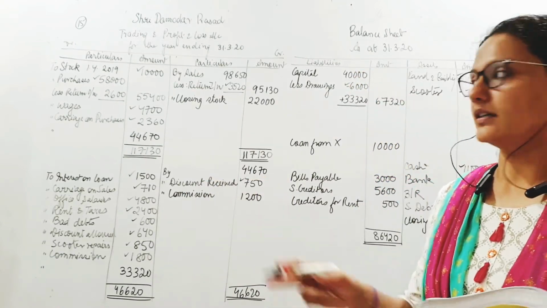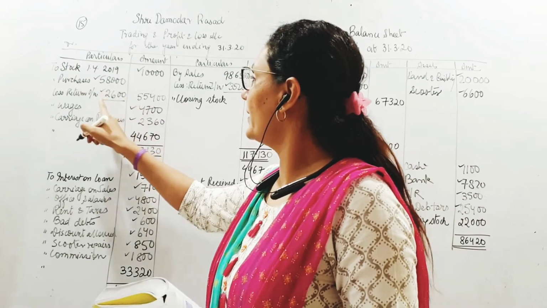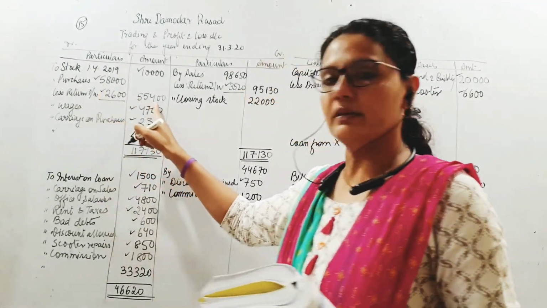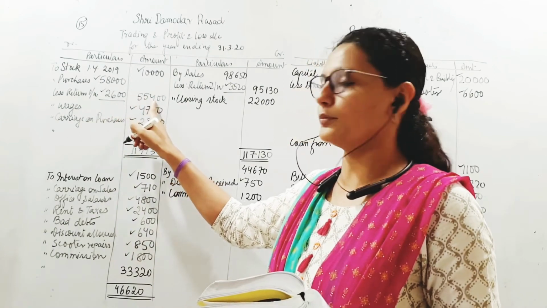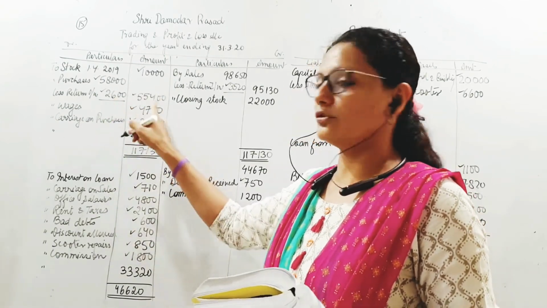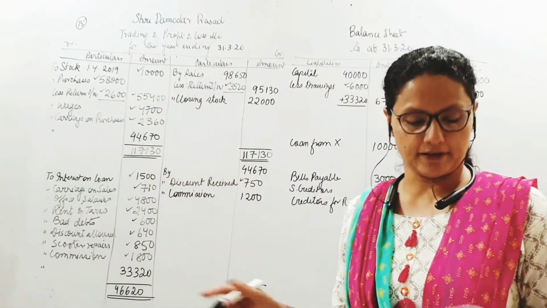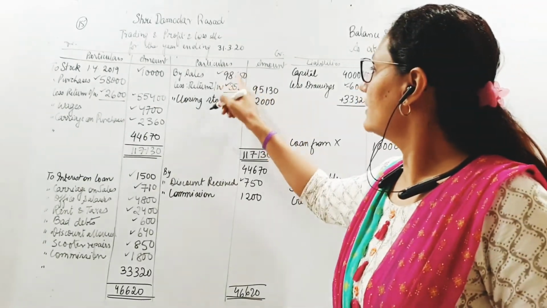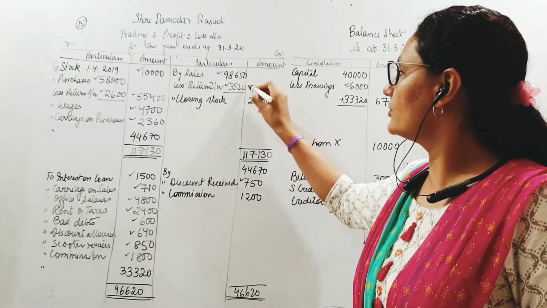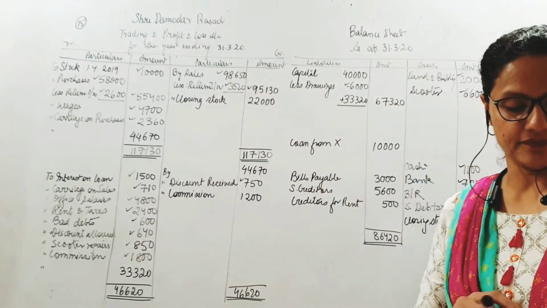Returns outward. Purchase return. We left space for that. Now, as soon as you write the returns, you should immediately subtract them from the purchase and put the amount here, so that you will not miss it while totaling. Then you have sales. Put sales here. Sales minus sales return gives you net sales.